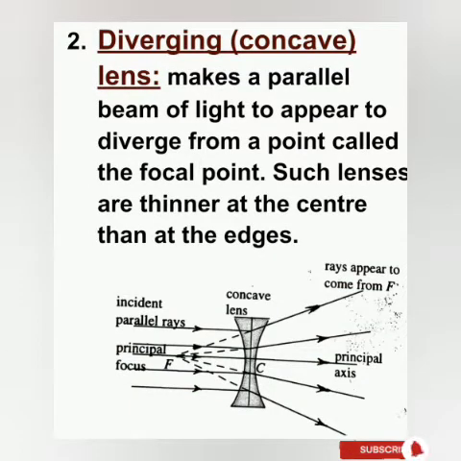2. Diverging or concave lens. It makes a parallel beam of light appear to diverge from a point called the focal point. Such lenses are thinner at the center than at the edges. Looking at the diagram, incident rays which are parallel to the principal axis will appear to come from the focus F on the other side.